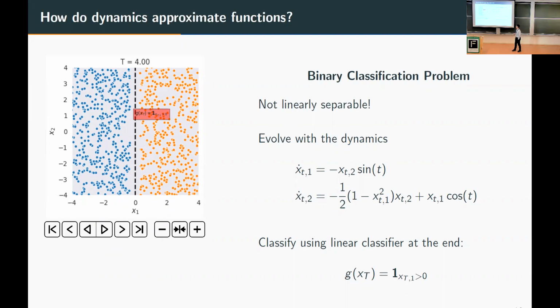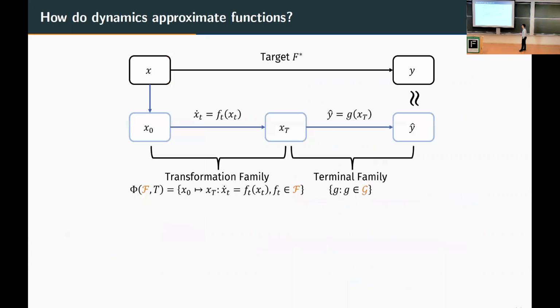Okay, so this tells us that maybe the way we can achieve approximation of functions through dynamics is to rearrange the domain in a certain way, so that at the end you only need a very simple layer or transformation at the very end to approximate this function. Okay, so let's try to make this a bit more precise.